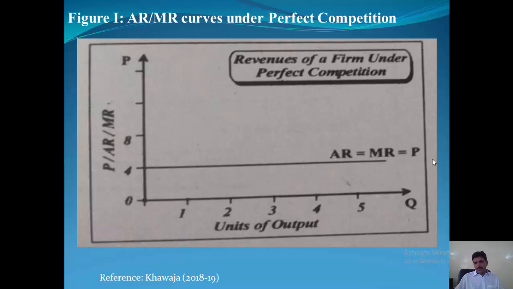As in perfect competition, the average revenue is equal to marginal revenue is equal to price. So the curve of the average revenue and marginal revenue is parallel to the x-axis under perfect competition.